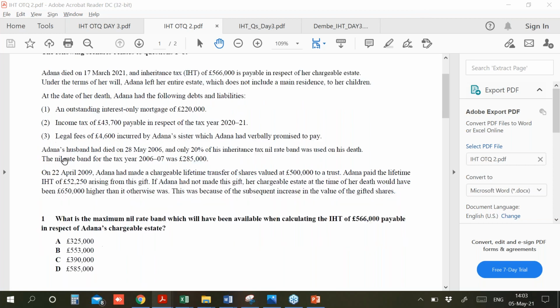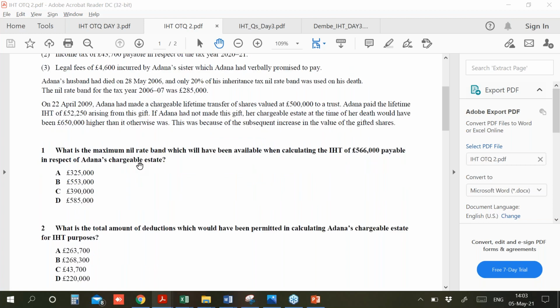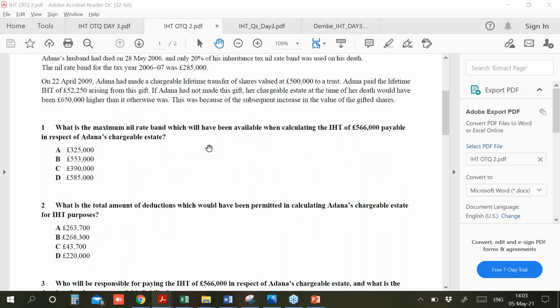Adana, as I told you yesterday, the approach for OTQs is to read the requirements first so that I know what I'll be looking for in the scenario. So let's read the requirement first. What is the maximum nil rate band which will have been available while calculating the IHT of 566,000 payable in respect of Adana's chargeable estate? What is the total amount of deductions which would have been permitted in calculating Adana's chargeable estate for IHT purposes?